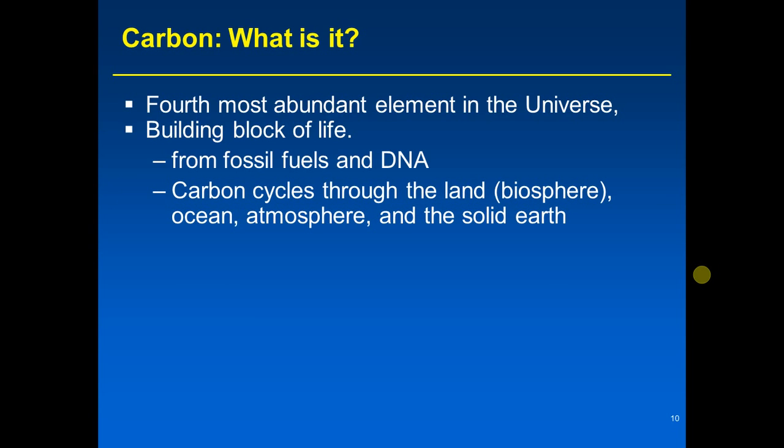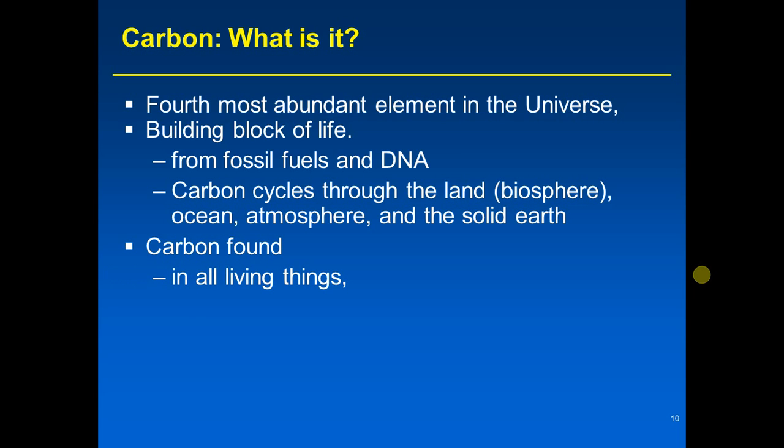Now, carbon cycles through the land, which includes the biosphere, right? There's the plants, the trees, the animals, humans that live on the land or very near it. There's the ocean where carbon's cycling through, and it cycles through the atmosphere and the solid earth. And carbon is found in many places on Earth. It's found in all living things. There's carbon in all of us.